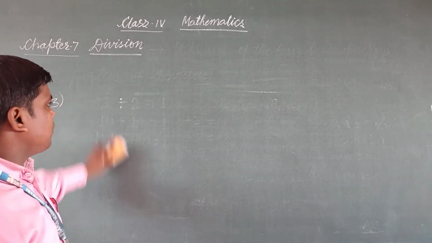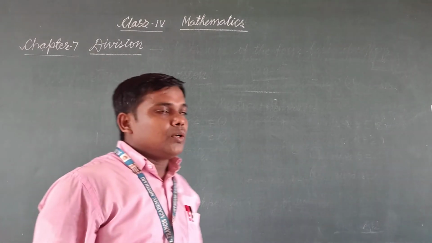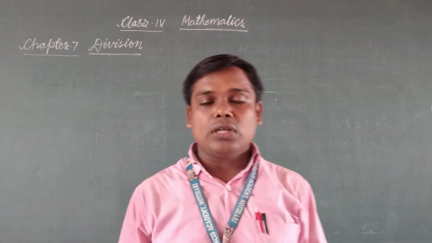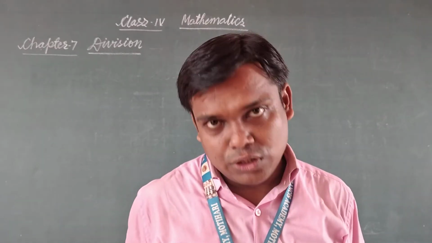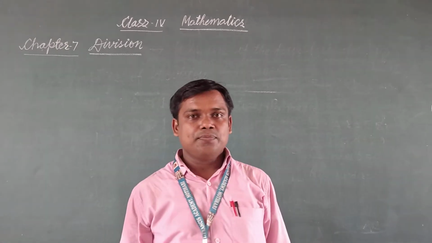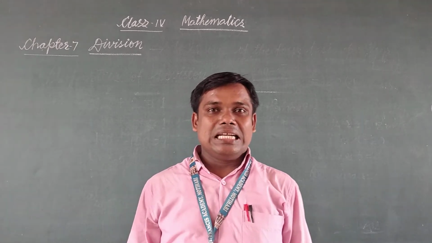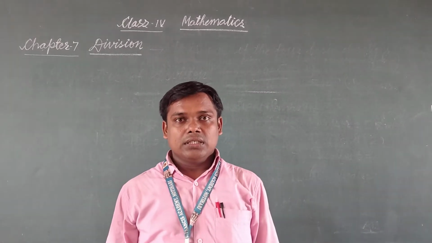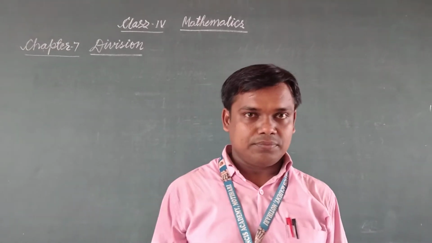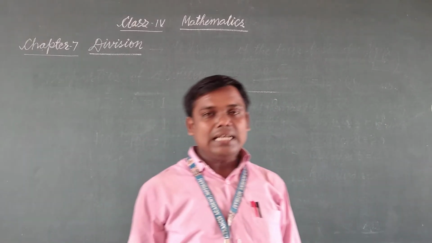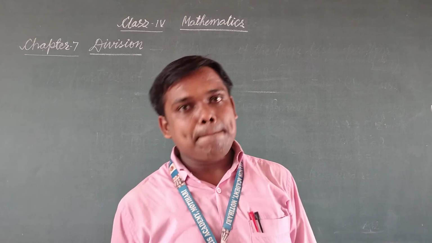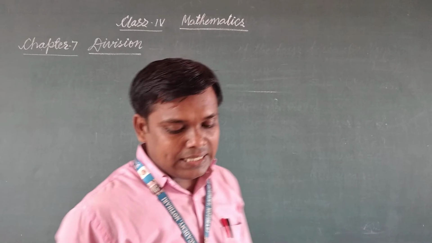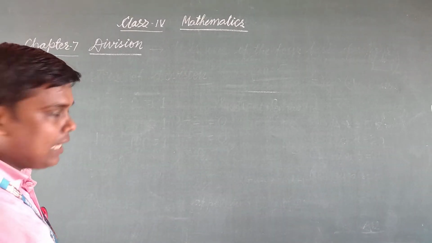So the first property was: when we divide 0 by any non-zero number, the quotient will be 0. The second property was: when the divisor is 1 and the dividend is any number, the quotient will be the number itself. The third one is: when the dividend and divisor are the same non-zero number, the quotient will always be 1. Now we will read division by 10, 100 and 1000.